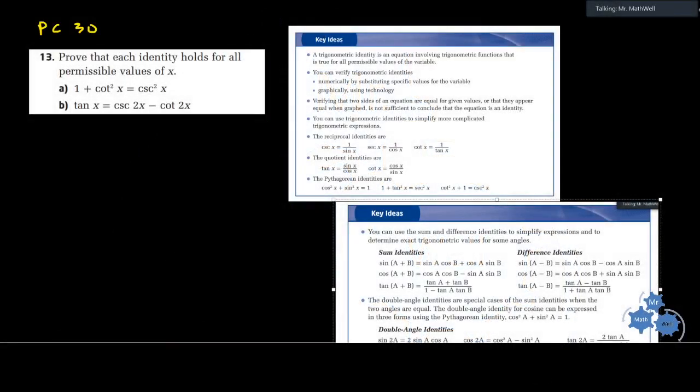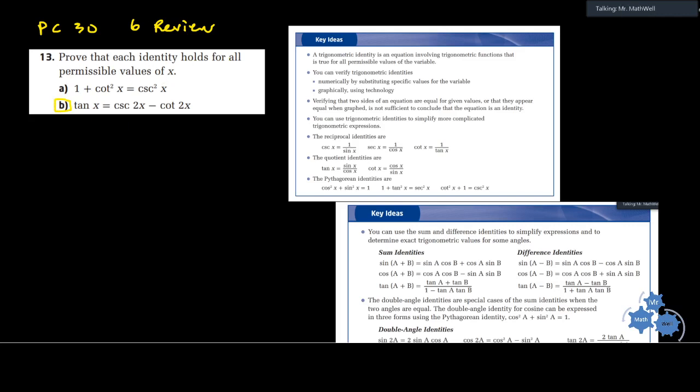All right, so this is Pre-Calculus 30. This is from the Chapter 6 review. And of course, in Chapter 6, we're learning how to prove identities, trigonometric identities. So the question is, we're going to do 13b here right now. It says to prove each identity holds true for all permissible values of x.